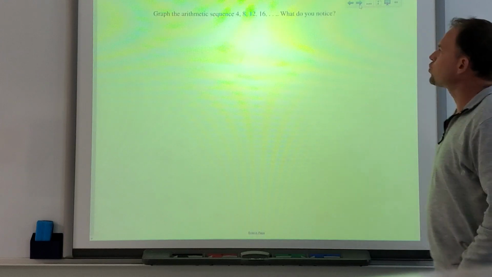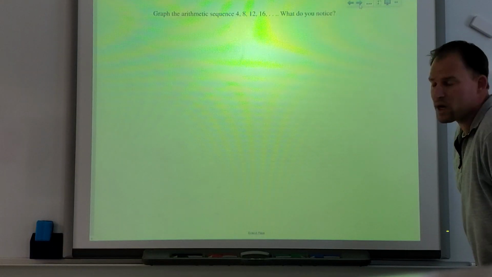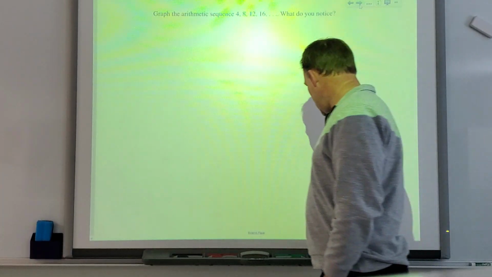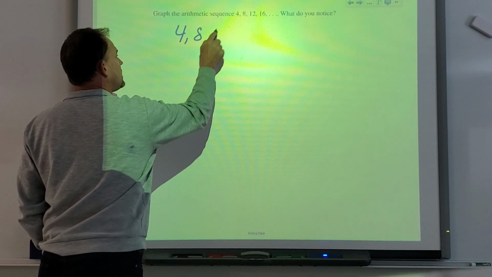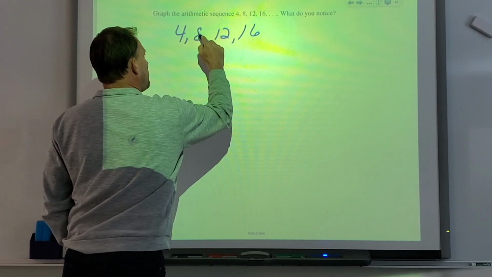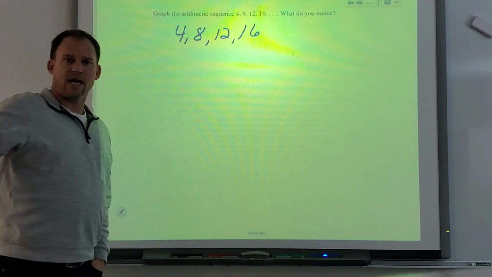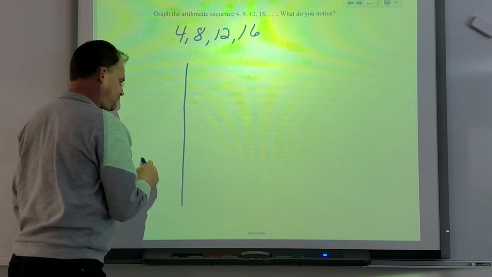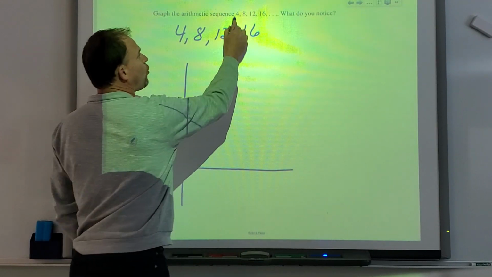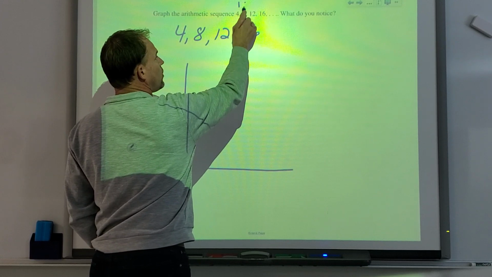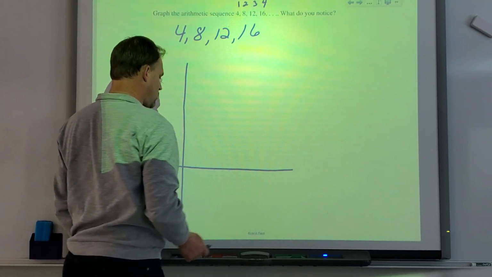All right, graph the arithmetic sequence. What do you notice? So this is what we've been talking about. Again, if you can't see these, those are the numbers, and it asks me to graph them. Well, I need 2 numbers to graph, so we're going to use the order that they're in. So this will be 1, 2, 3, 4.